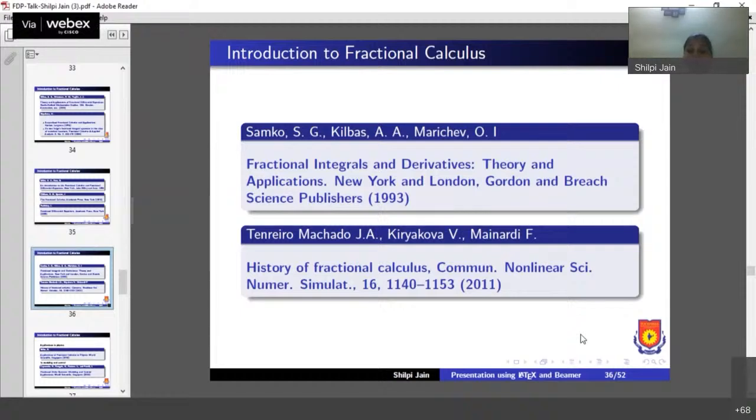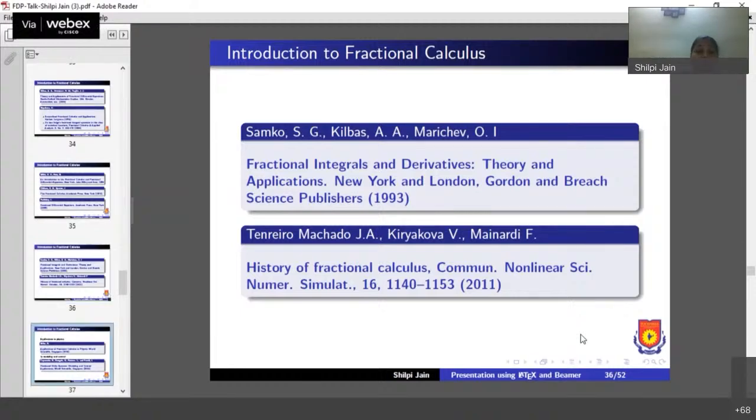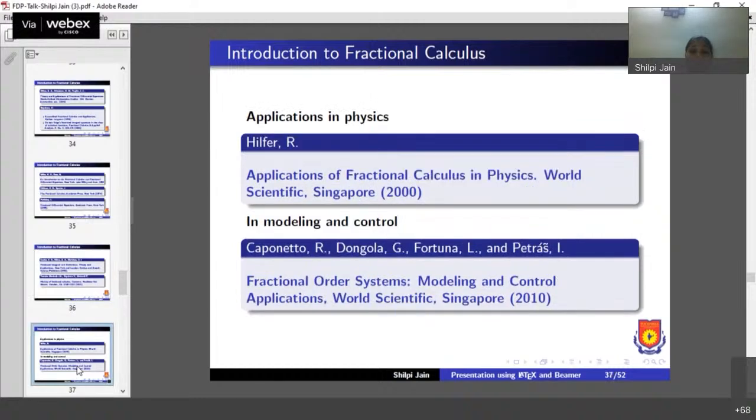One of the papers by Tenreiro Machado, J.A., and Kiryakova V., published in 2011, is based on the history of fractional calculus and was published in Communications in Nonlinear Science in 2011. The application in physics related work was published by World Scientific, Singapore in 2000, based on applications of fractional calculus in physics, and for modeling and control applications, Fractional-Order Systems: Modeling and Control Applications, World Scientific, Singapore, in 2010.